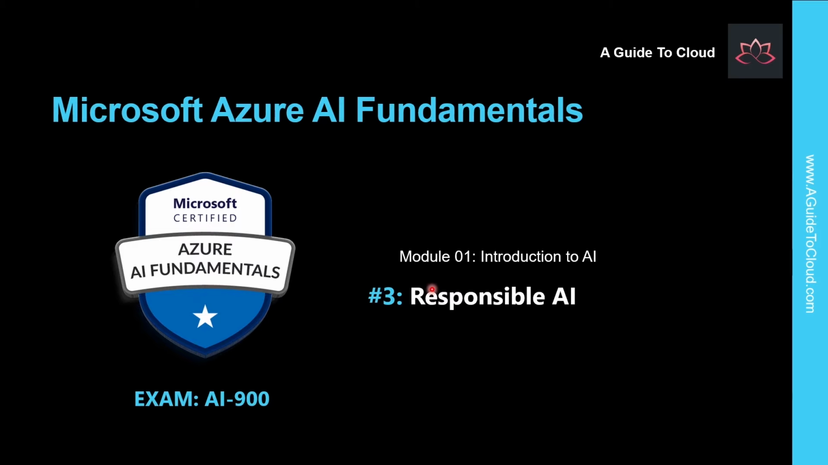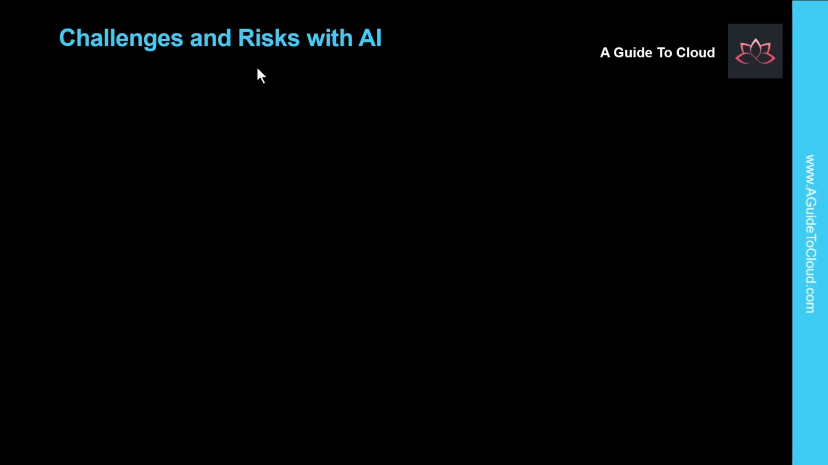So now I have introduced you to what is artificial intelligence and what are the solutions available within Azure. In the next video, we're going to talk about what is responsible AI. Let us understand the challenges and risks associated with artificial intelligence. Artificial intelligence is a powerful tool that can be used to greatly benefit the world. However, like any tool, it must be used responsibly. So let me show you some of the potential challenges or risks faced by an AI developer.